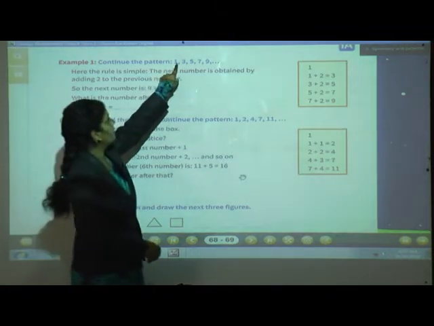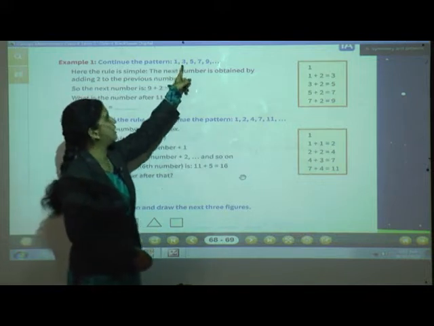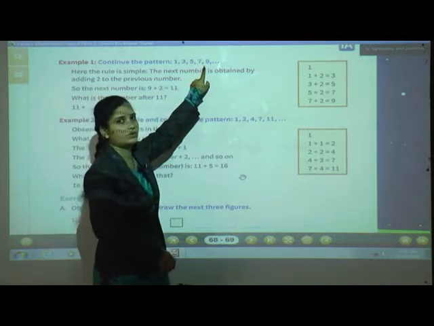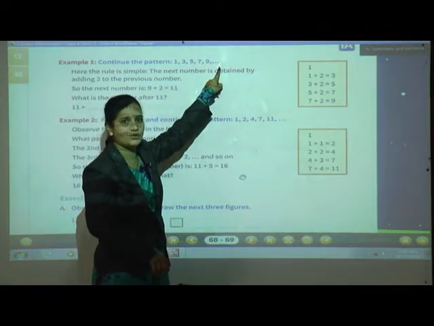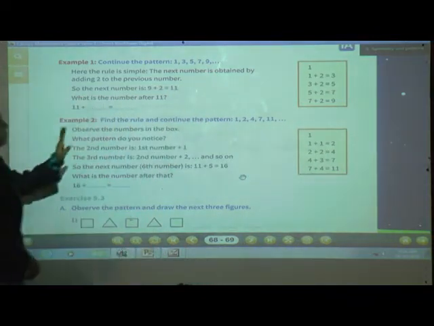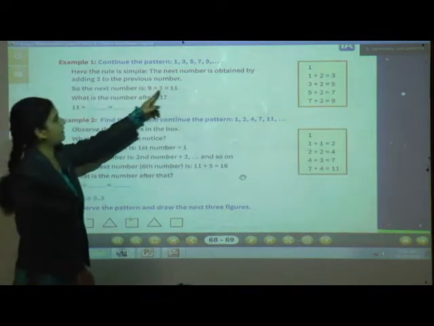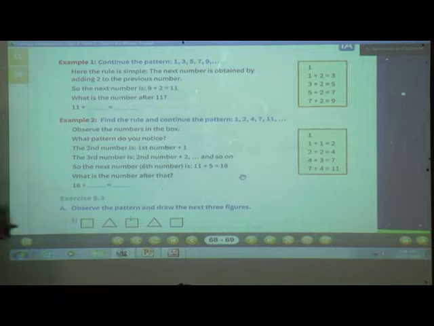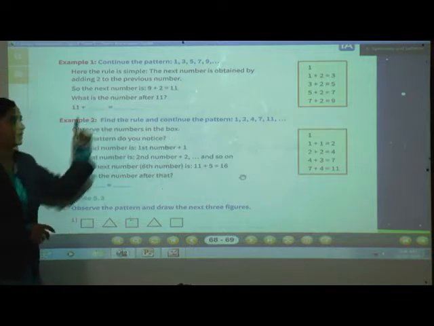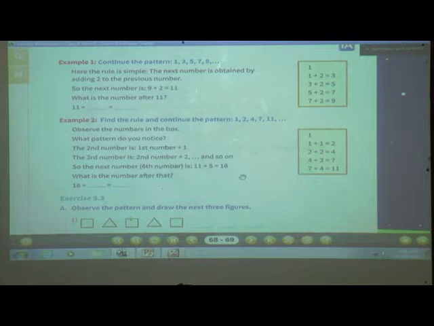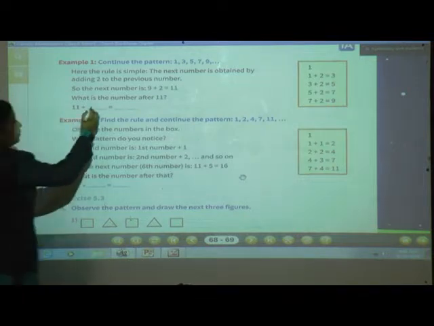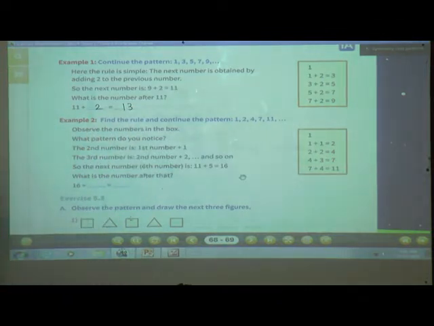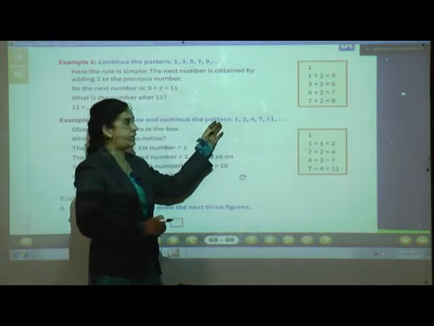Here 1 plus 2, 3. 3 plus 2, 5. 5 plus 2, 7. 7 plus 2, 9. And 9 plus 2, yes students, 11. Very good. And what is the number after 11 students? Yes, 11 plus 2, 13. Very good.